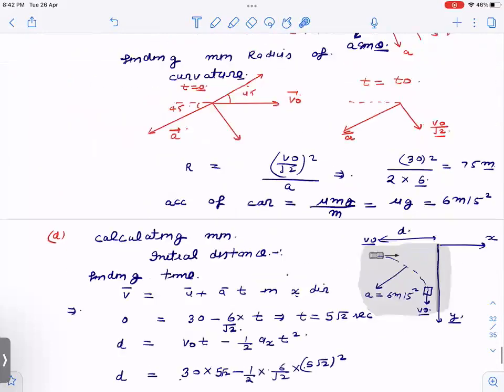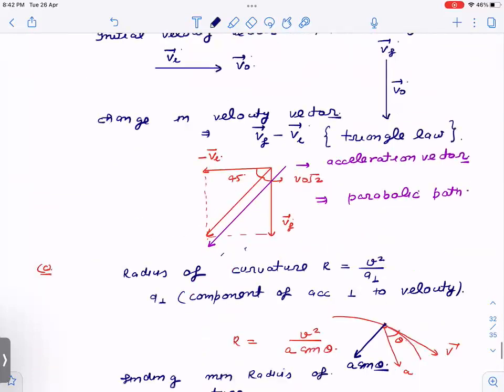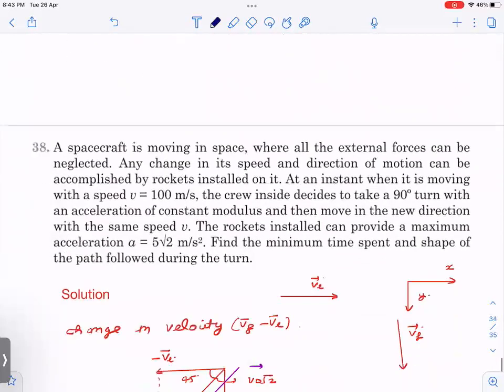So the D option is also correct. So I will mark the D option also here. Fine. So this question is solved. Final answer is B, C, D. Now let us see one more question, which is based on exactly the same concept.